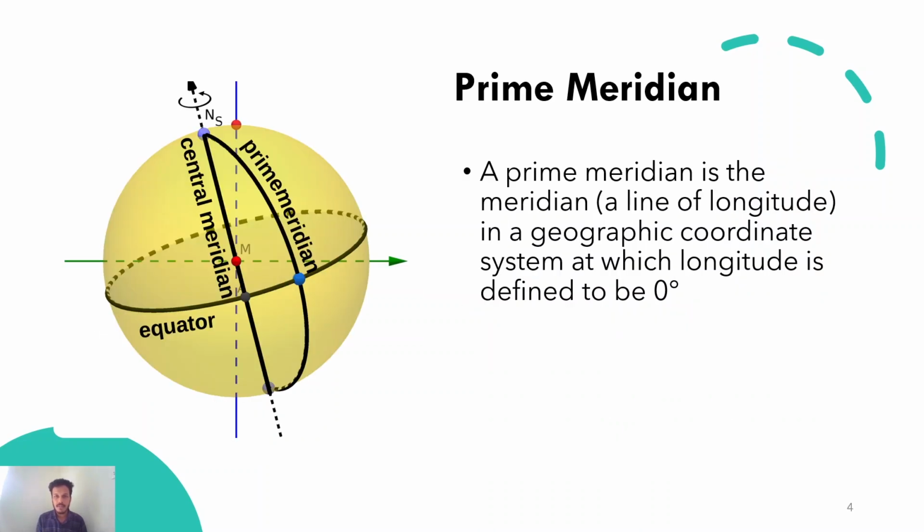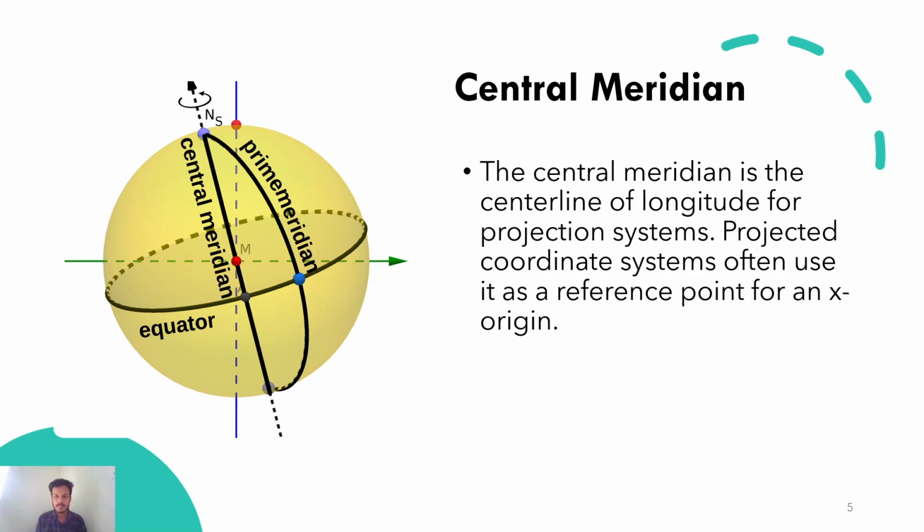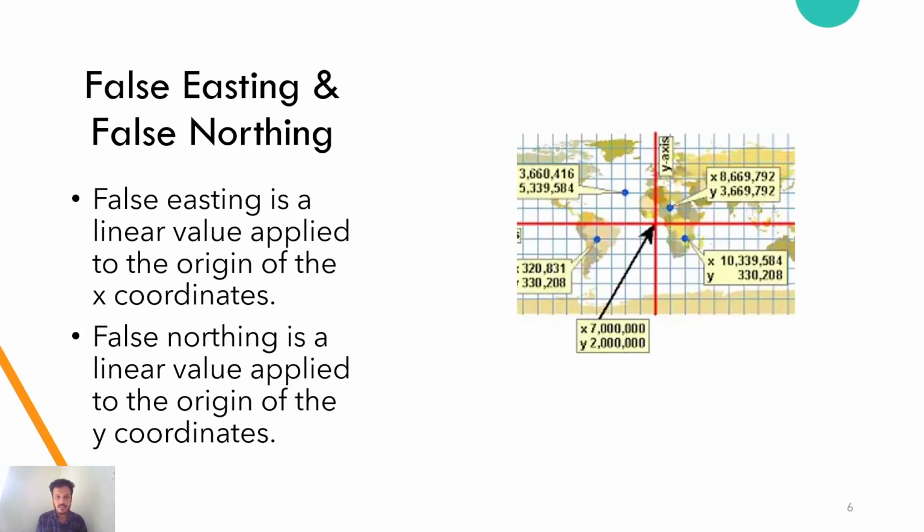A prime meridian is a meridian in a geographic coordinate system at which longitude is defined to be 0 degree. The central meridian is the center line of longitude for projection system. We must know what is false easting and false northing. False easting is a linear value applied to the origin of the x coordinates, and the false northing is the linear value applied to the origin of the y coordinates.